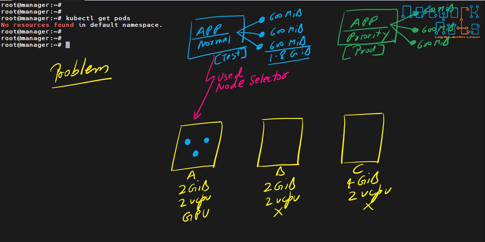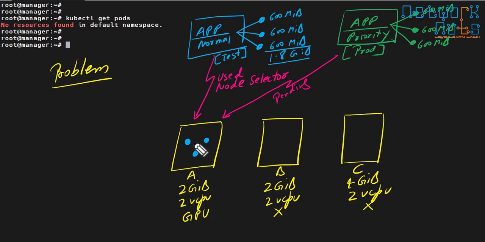So what will happen now? If again I am using node selector and I intend to run this on this machine, what will happen? You got it right. We don't have resources here. Resources are already consumed by the test application, the blue application. So these pods will be in the pending state, right? They will be in the pending state because the resources are already consumed. That is the problem.